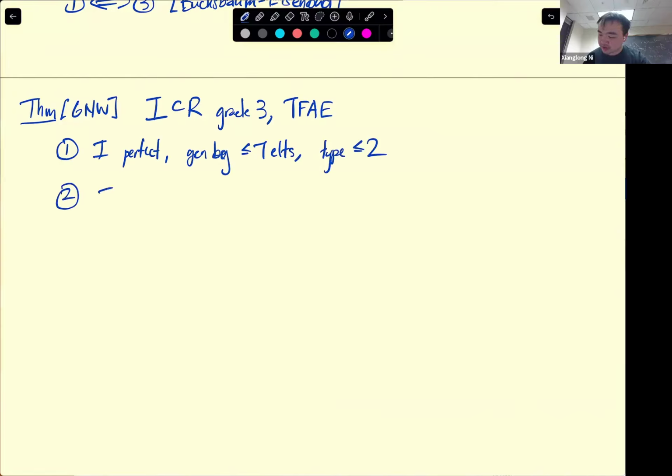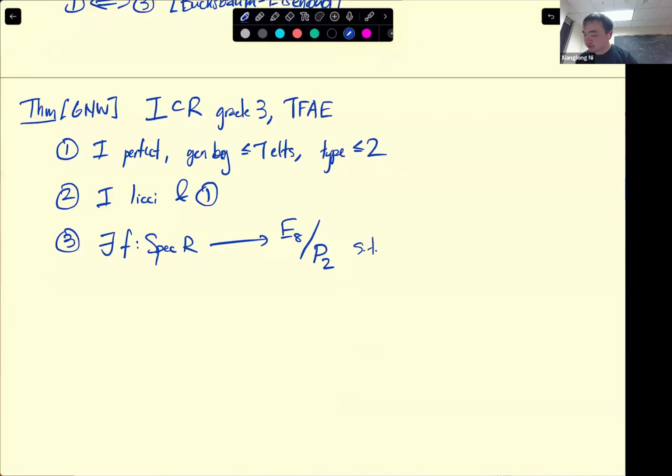This condition is equivalent to I is Licci plus the above, and then this is equivalent to there existing a map from spec R to E8 mod P2, such that the preimage of a particular Schubert variety turns out to be a Schubert variety corresponding to the word S2, S4, S3, spec R mod I. So the idea then was, well, we have this Dynkin diagram E8, which I'm thinking of as T 2,5,3, I guess. So T 2,5,3 is also known as E8.